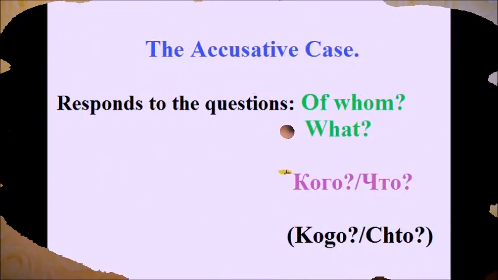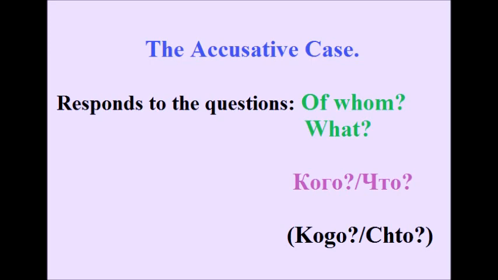Today we're gonna learn all the noun endings in the accusative case. In my opinion, it is the most difficult case as it can be easily mixed up with the nominative or the genitive cases. It responds to the questions of whom and what. Of whom? Кого? What? Что?